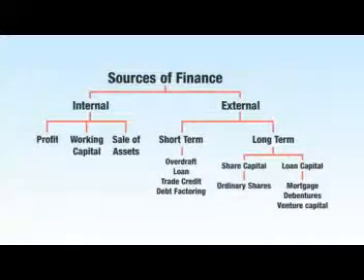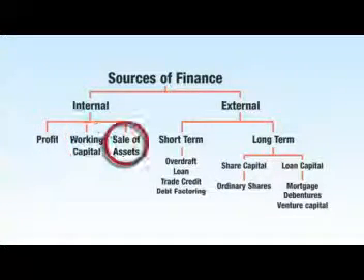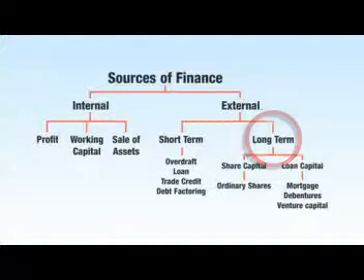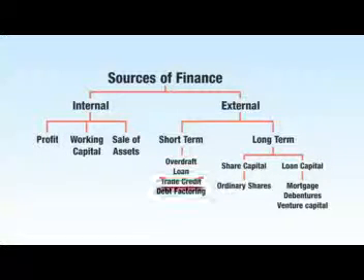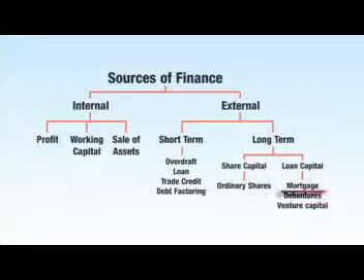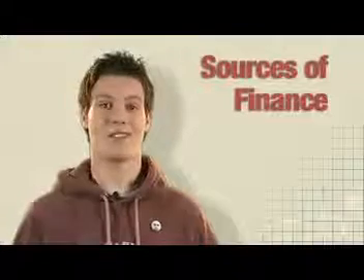If we look here at internal, you can see a firm can gain finance from profit, working capital or sale of assets. The alternative is external finance, which can either be short-term or long-term. If it's short-term, finance can come from an overdraft, a loan, trade credit or debt factoring. If it's longer-term finance that's needed, it can be share capital or loan capital. Loan capital includes mortgages, debentures or venture capital. Let's have a look at these sources in more detail before we have a go at some exam questions.